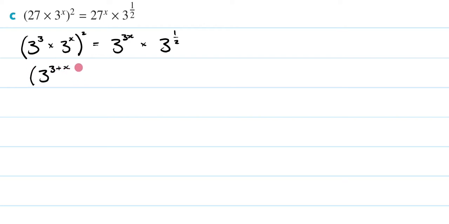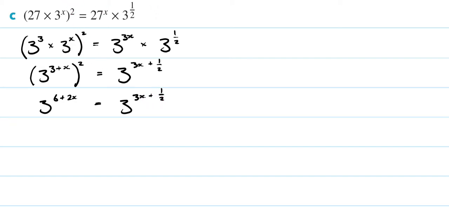Now don't forget you also have these brackets, and you have this 2 here. Then I'm going to plus these together, which is going to leave me with 3x plus 1 over 2. The next thing I'm going to do is use my third index law to multiply these indices with each other. So that's going to be 6 plus 2x equals 3x plus 1 over 2.